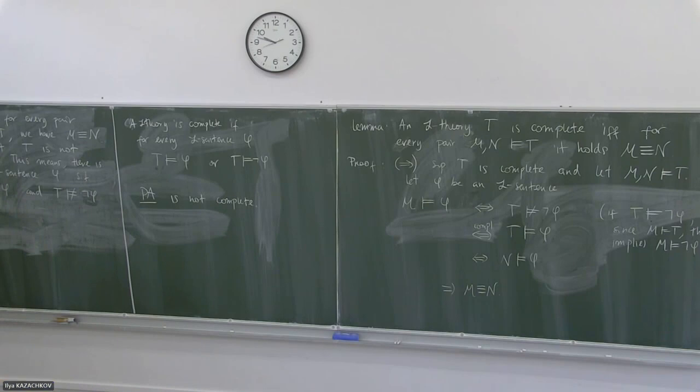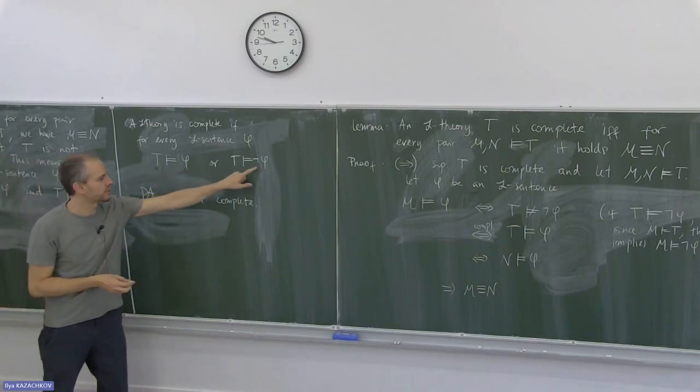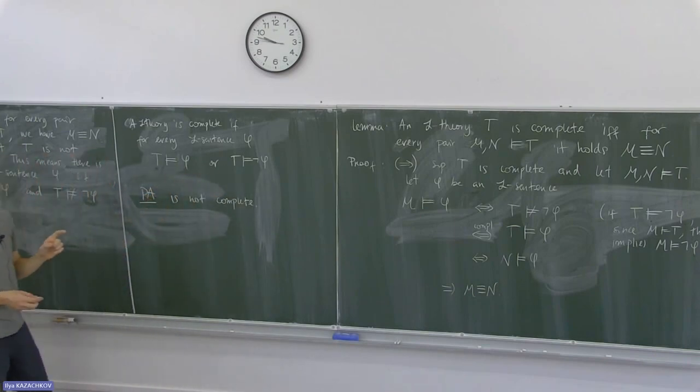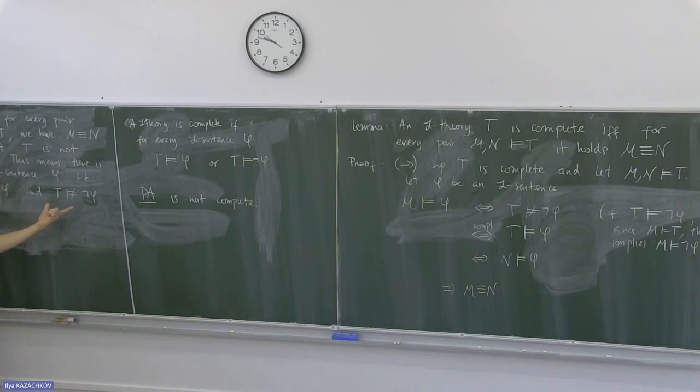So if I'm not complete, there must be one formula such that neither of these two things is happening. But let us see what this says. If a formula phi does not follow from a theory, this means that there must exist a model of T which is not a model of phi. So this part says there is M a model of T such that M does not model phi.